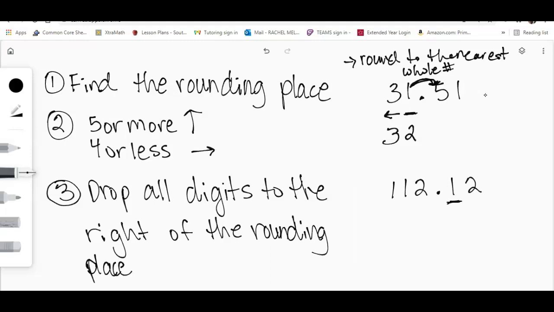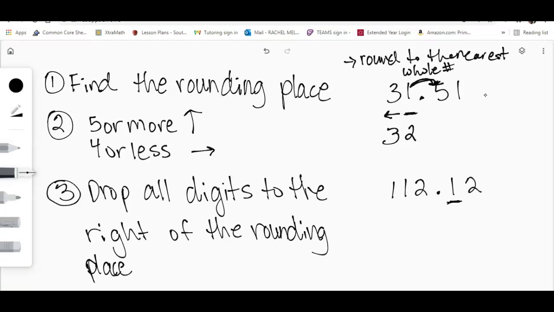Drop all digits to the right of the rounding place. So if I wanted to, I could write it like this, but normally we don't. Normally, if it's a direction that's saying round to the whole number, we just write the whole number.